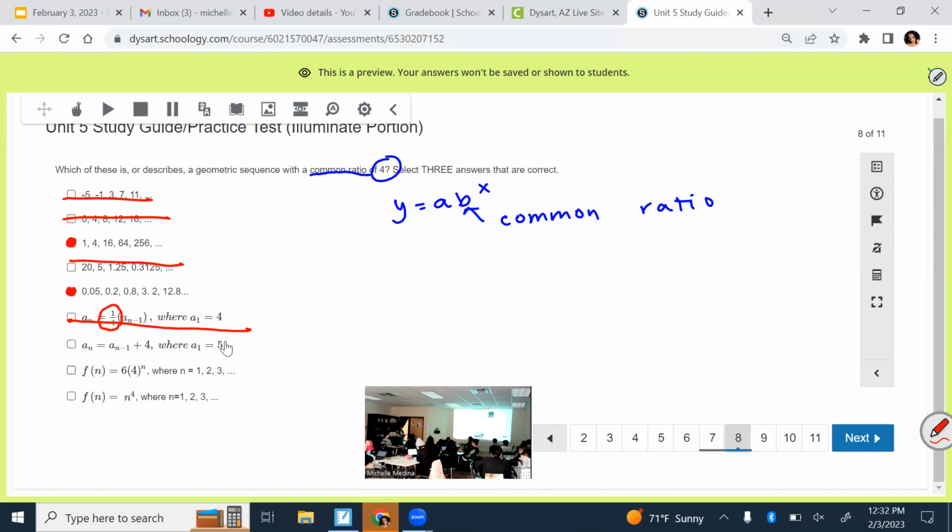Table 7, is it going to be this one that my mouse is on? No. And why not? Table 8, do we know why this one is not an answer? So does it look like we're multiplying by 4? It's adding 4, not the same as multiplying by 4. Remember, common ratio is what you multiply by to get the next number.